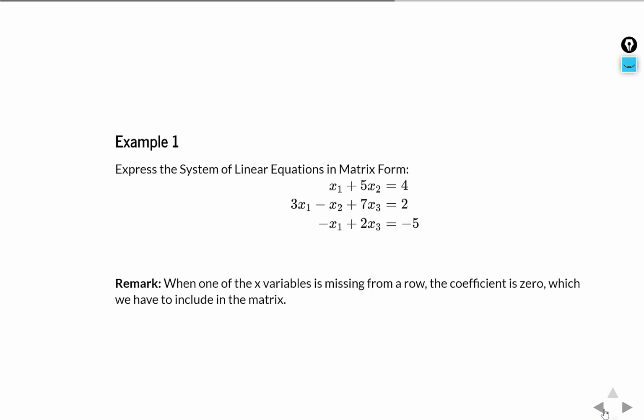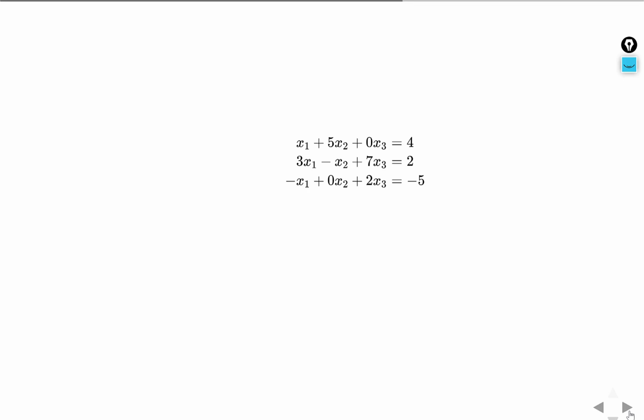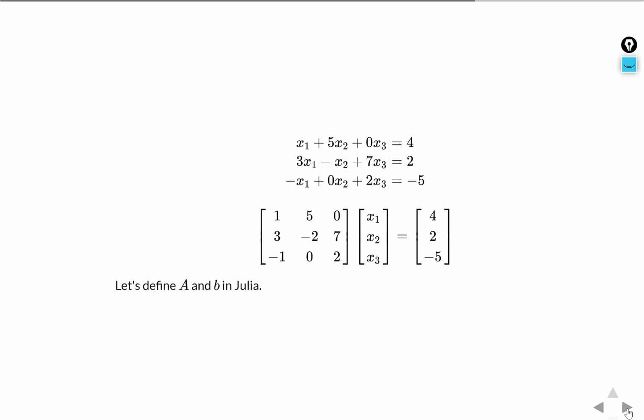Let's look into an example. Here we have a linear system of equations with 3 variables. However, notice that in line 1, x1 is missing, and in line 3, x2 is missing. This means the coefficients for those variables are simply 0. Therefore, we don't write them. However, when we write the system in matrix form, we must include 0 in the matrix so that we can keep the matrix a square matrix.